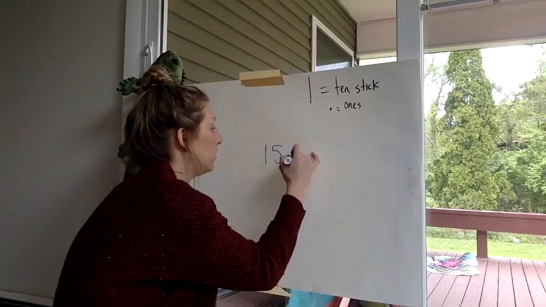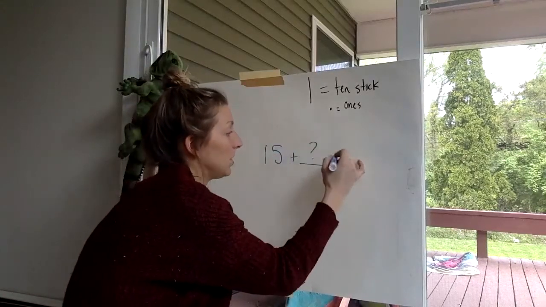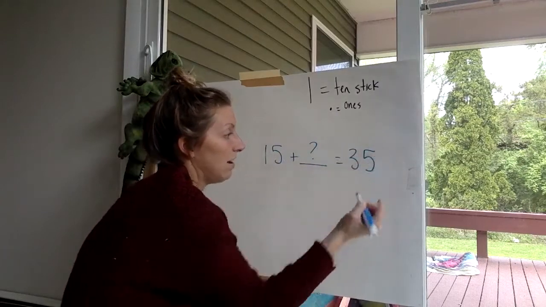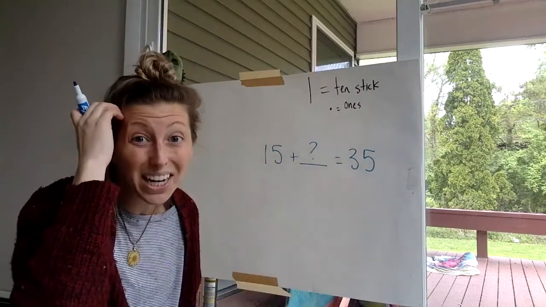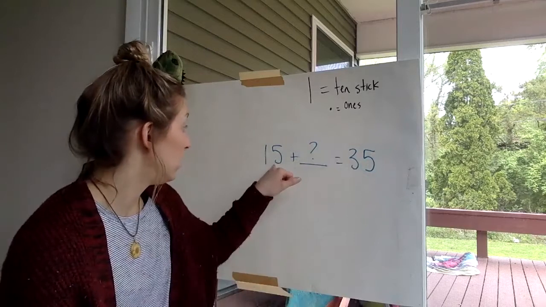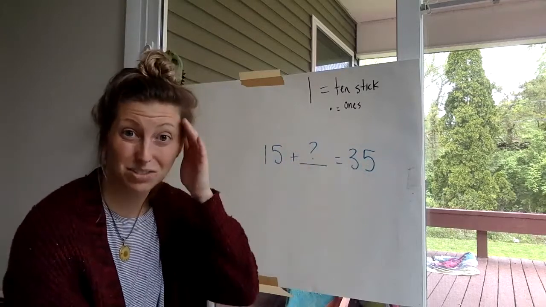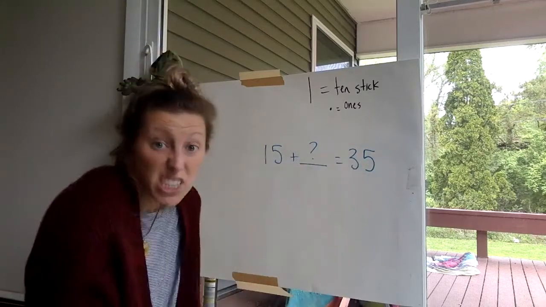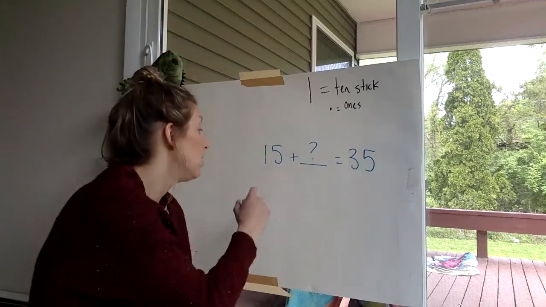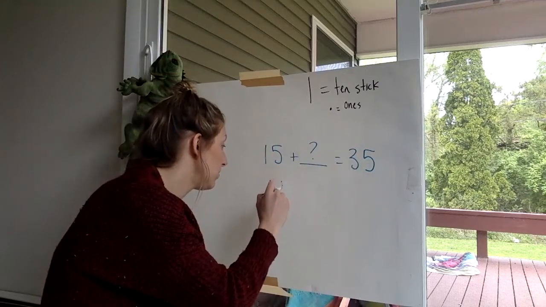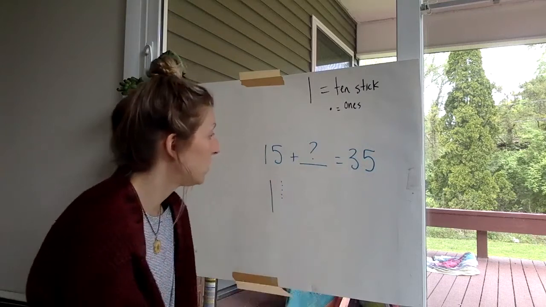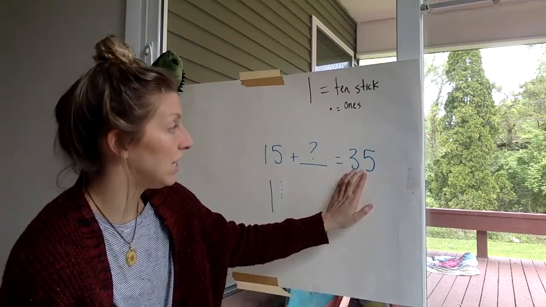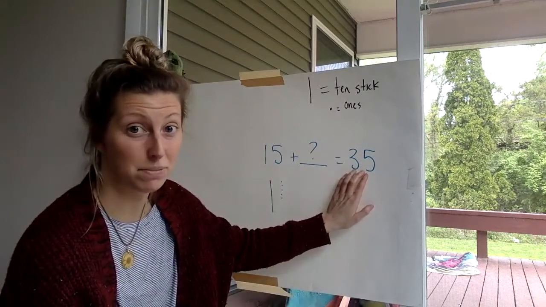And then last but not least, if I had something like 15 plus some number is going to give us 35. You can still do this using the quick tens. Make your 15. And you have to get up to 35 because that's going to be your answer.